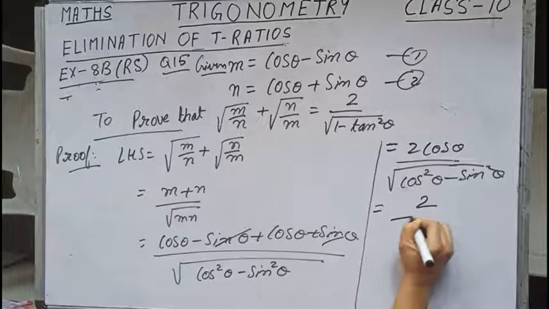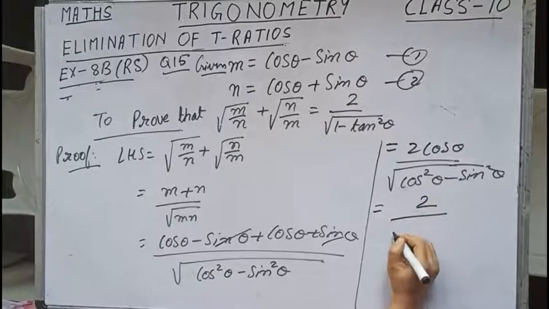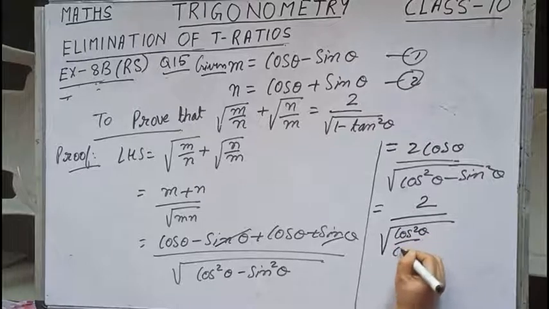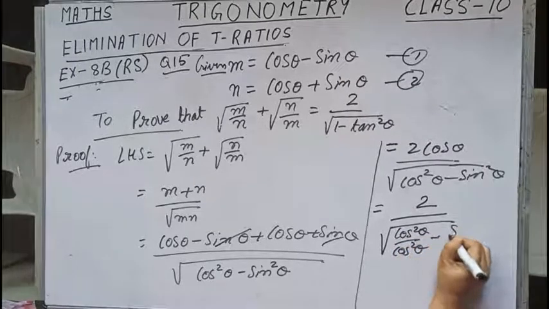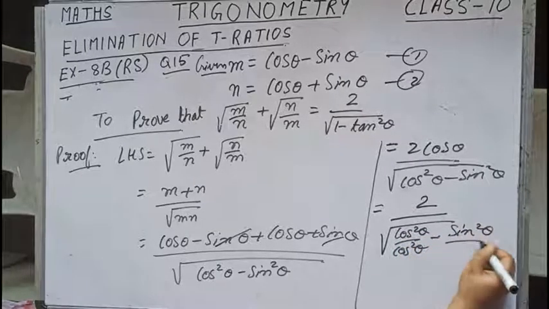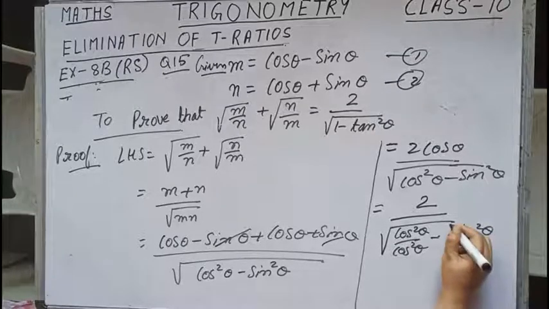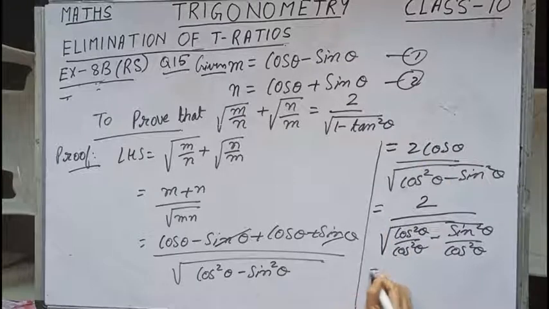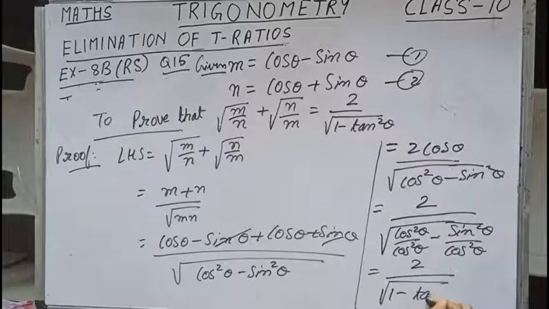So 2 by this I am making it under the roots. So over here cos square theta by cos square theta minus sin square theta by cos square theta. This one will be more easier way. This cos theta I have made over here. So this will be equals 2 by under root 1 minus tan square theta, and hence it is RHS and hence it is proved.